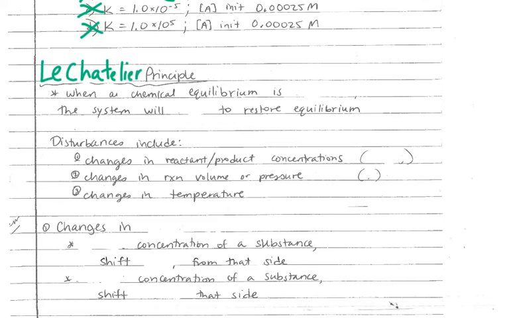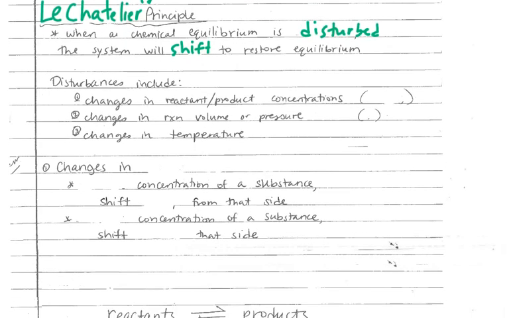All right, so Le Chatelier's principle states that when a chemical equilibrium is disturbed or stressed, the system will shift to restore equilibrium. Chemical reactions are always moving towards equilibrium. They're always trying to get to an equilibrium state.